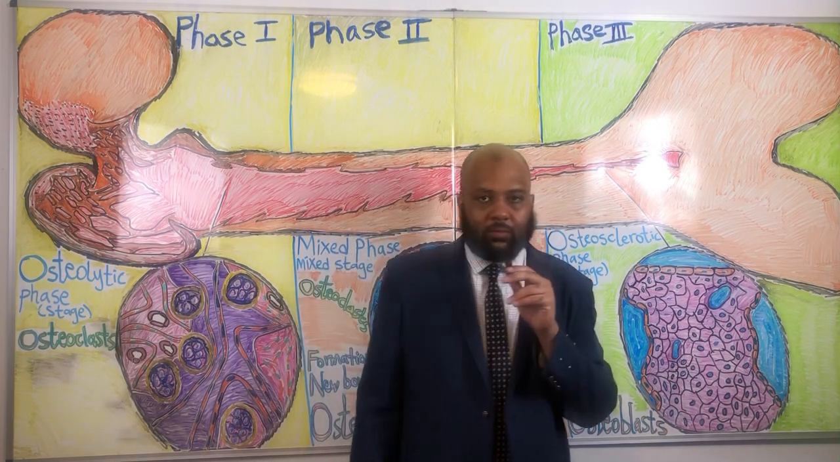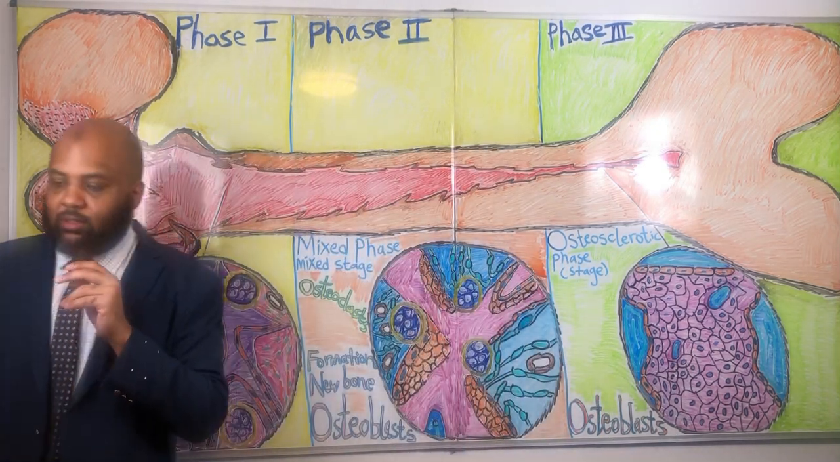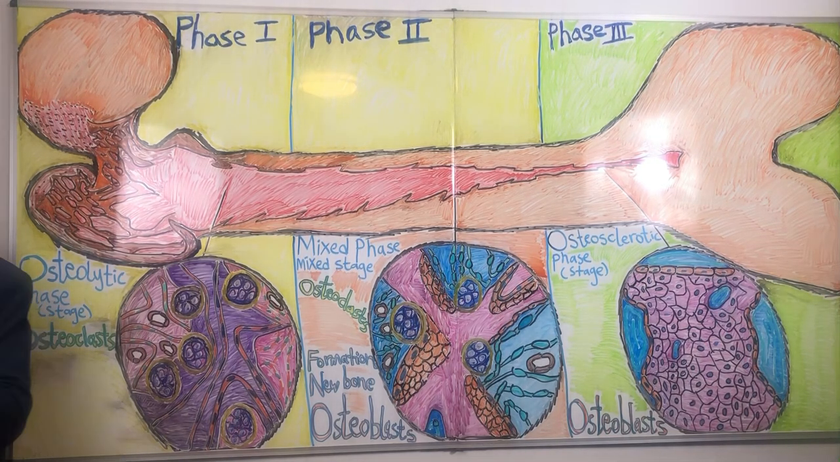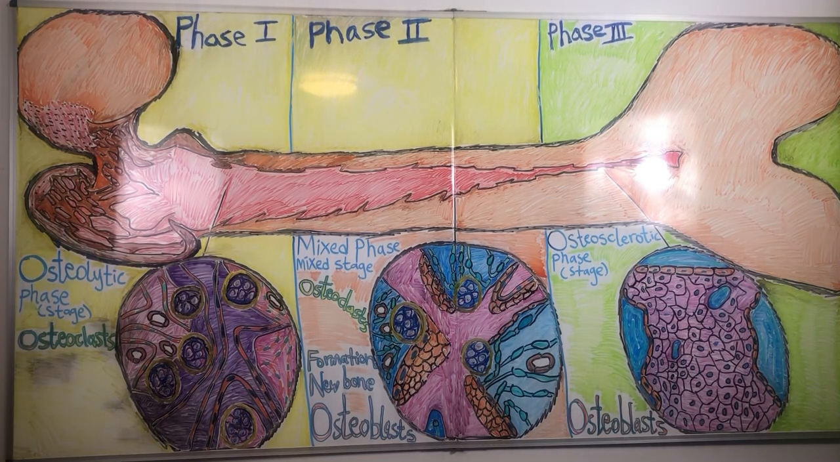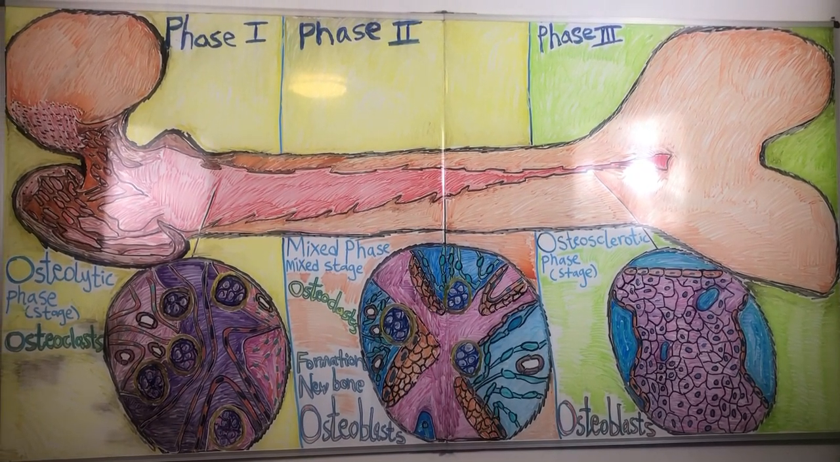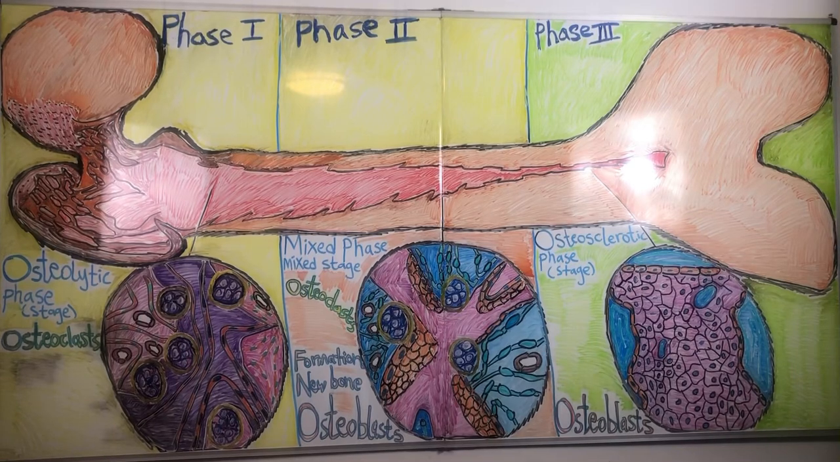This is very important to appreciate, and this is a form of inflammatory bone disease. Okay, so this is the osteosclerotic phase, and this is the osteolytic phase, and in the middle is the mixed phase, and lastly you have the osteosclerotic phase.